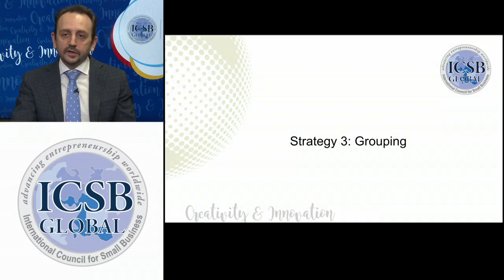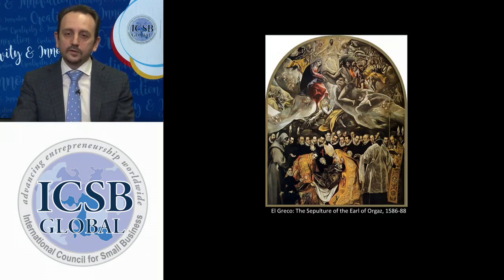The strategy number 3 is what we call grouping. Grouping is also very intuitive. One way we use to simplify things is to cluster similar objects into higher level categories. But grouping is a little bit more sophisticated than that. And again, I want to use a painting to show you why.